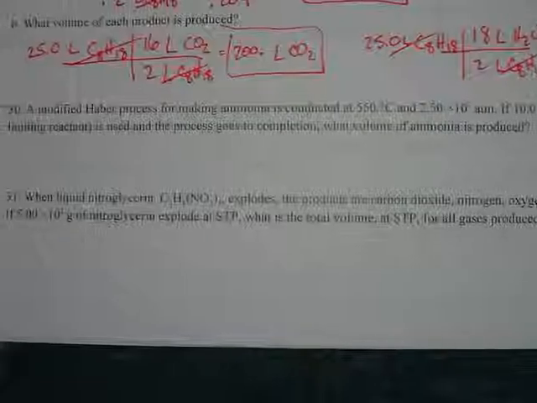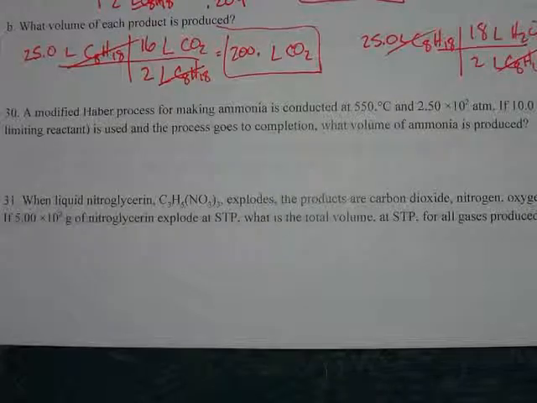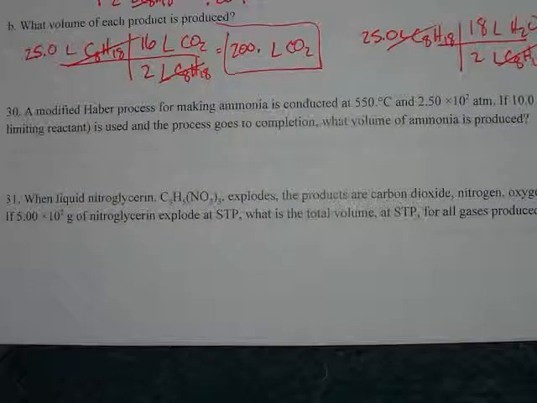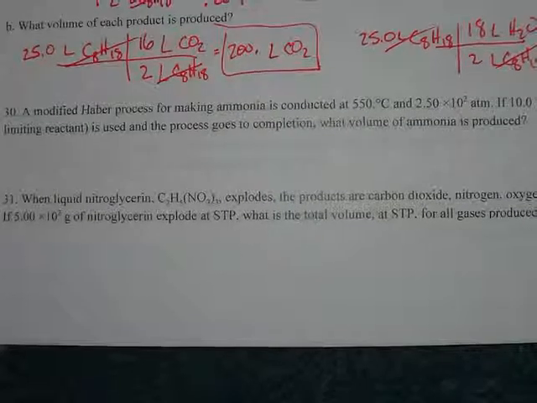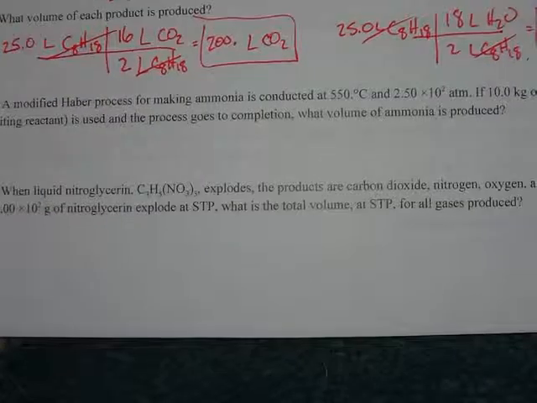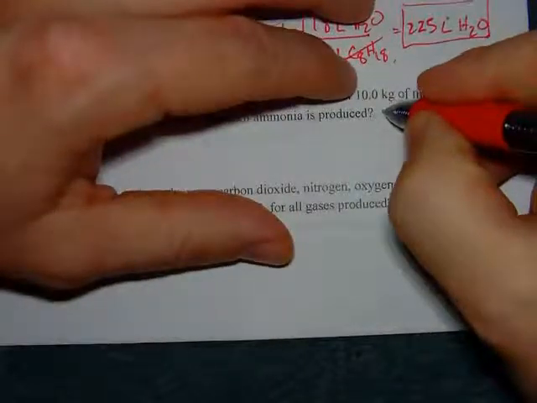All right, number 30. You guys might be freaking out because this is a modified Haber process for making ammonia, but they don't give you an equation. You can actually search pretty easily for the Haber process. It's a pretty simple equation. It's one of the reasons it's so famous.